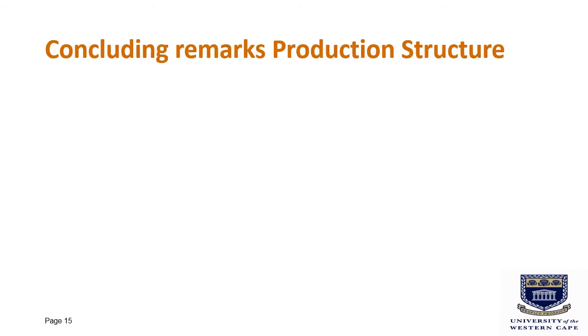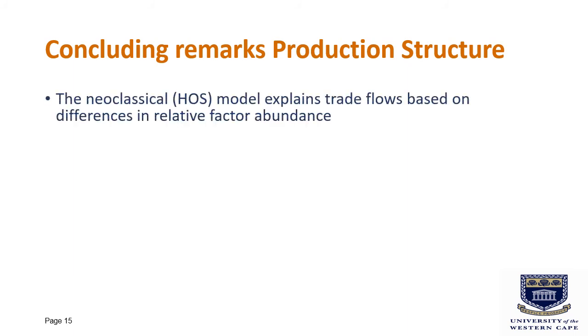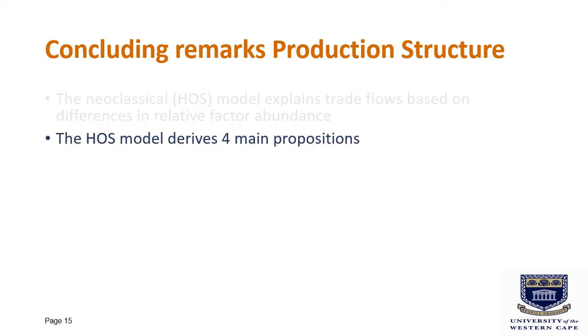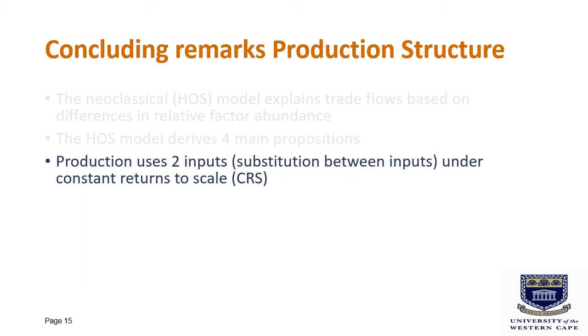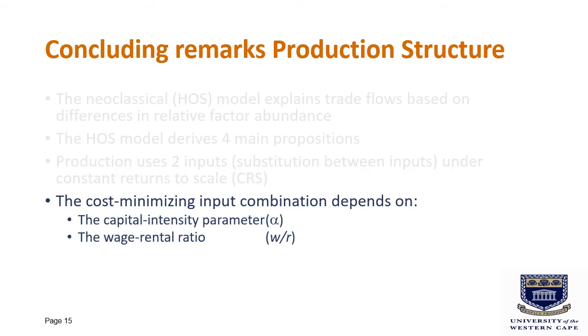So for production structure, chapter 5, some concluding remarks. We find that the HO model explains trade flows based on differences in relative factor abundance. There were also 4 main propositions that we covered. We also know there were 2 inputs that we used, and they're both under constant returns to scale. And we also looked at the cost minimization input combination.